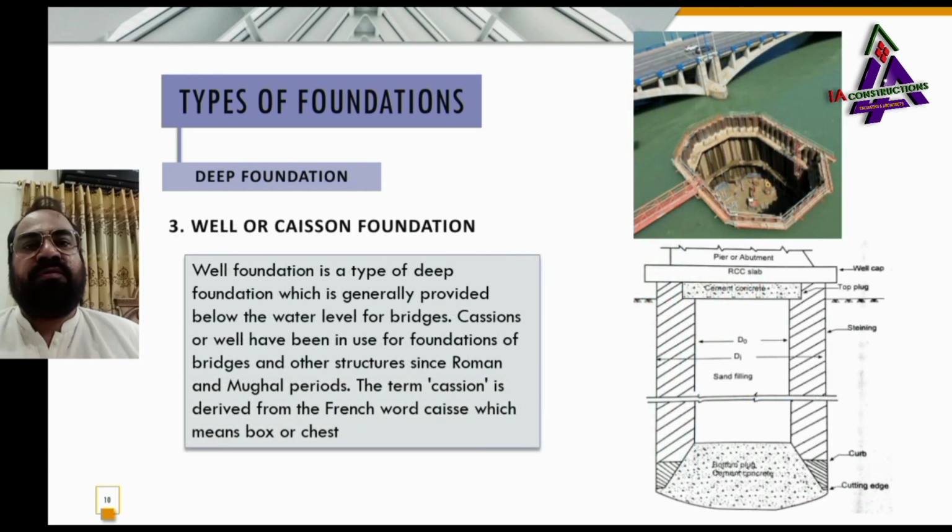Third type of deep foundation is well or caisson foundation. Well foundation is a type of deep foundation which is generally provided below the water level for bridges. Caisson or well have been in use for foundation of bridges and other structures since Roman or Mughal periods. The term caisson is derived from the French word caisse, which means box or chest.